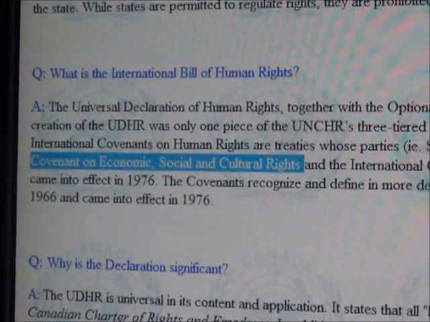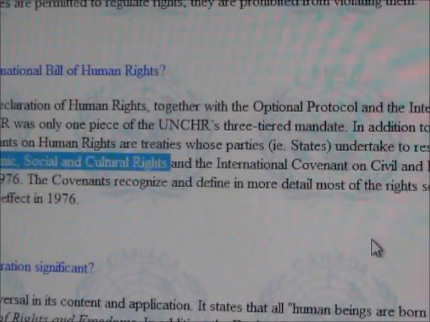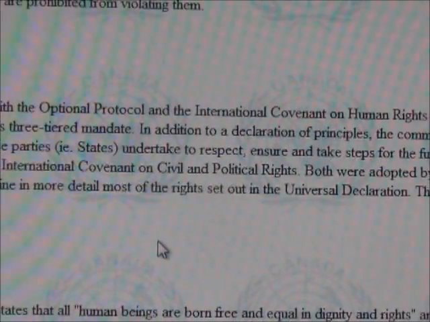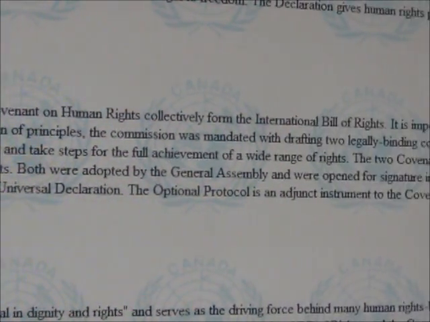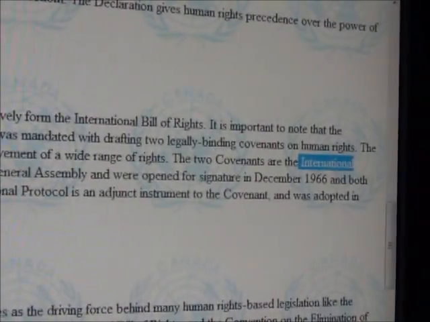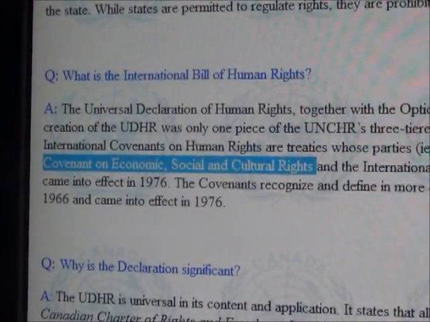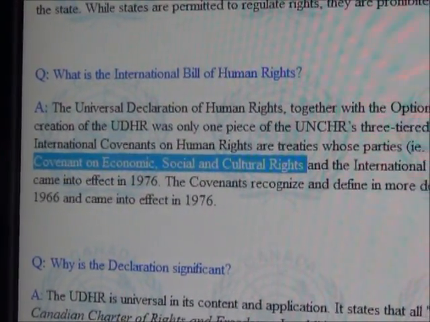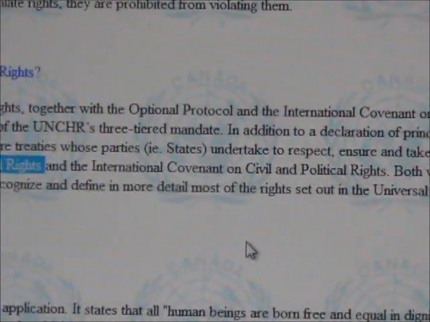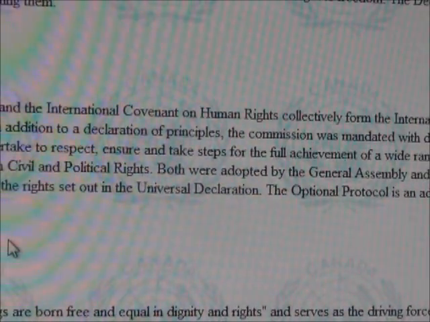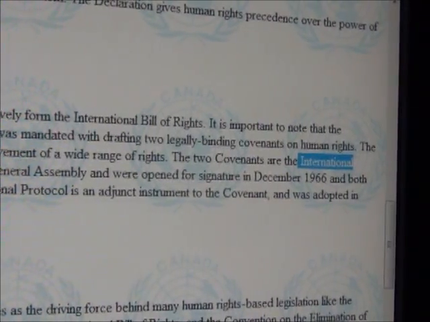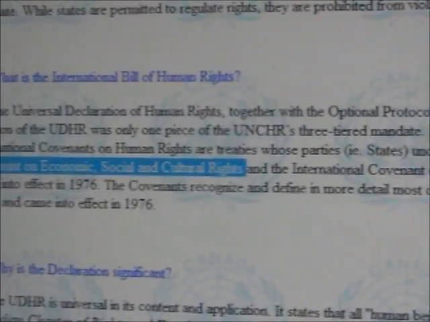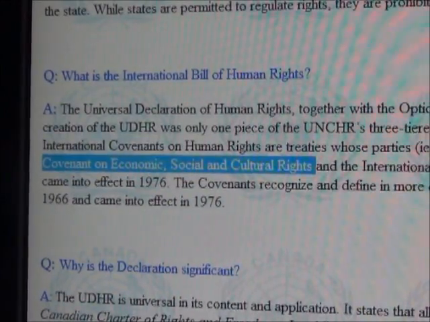The International Covenants on Human Rights are treaties whose parties undertake to respect, ensure, and take steps for the full achievement of the wide range of rights. The two covenants are the International Covenant on Economic, Social, and Cultural Rights and the International Covenant on Civil and Political Rights. Both were adopted by the General Assembly and were opened for signature in December 1966, and both came into effect in 1976.